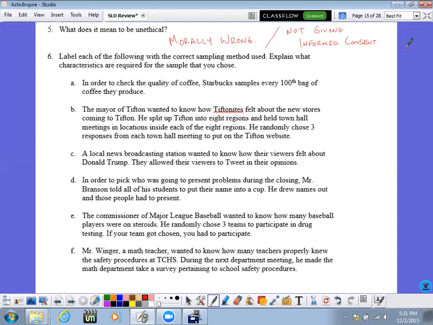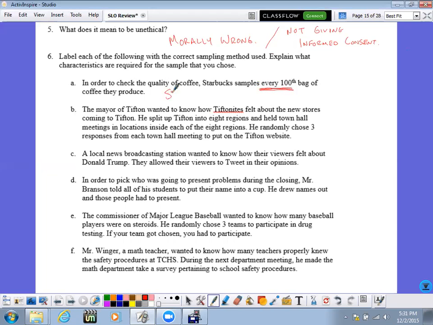And then the last 2 were convenience and voluntary. Those are not random. Voluntary, the participants had to volunteer their information or volunteer their time to participate. Convenience was something that was not random. It was just convenient. They got information that was right there, not representative of the entire population, not random. Excuse me. So if we look at these, letter A says, in order to check the quality of coffee, Starbucks samples every 100th bag of coffee they produce.